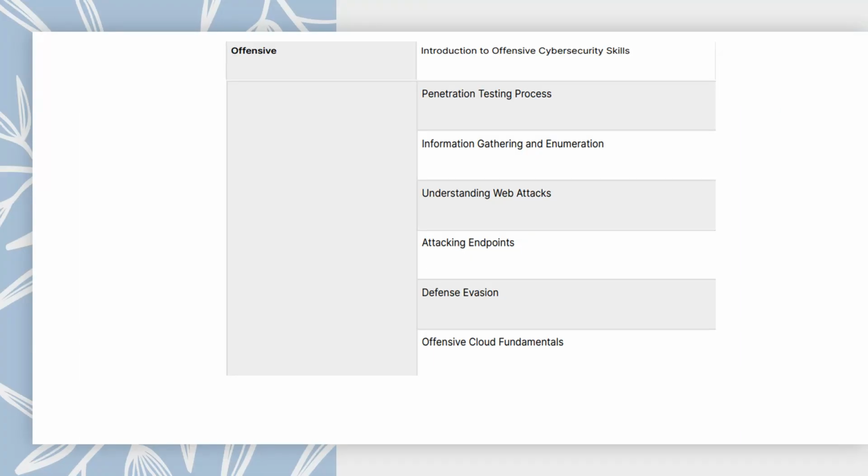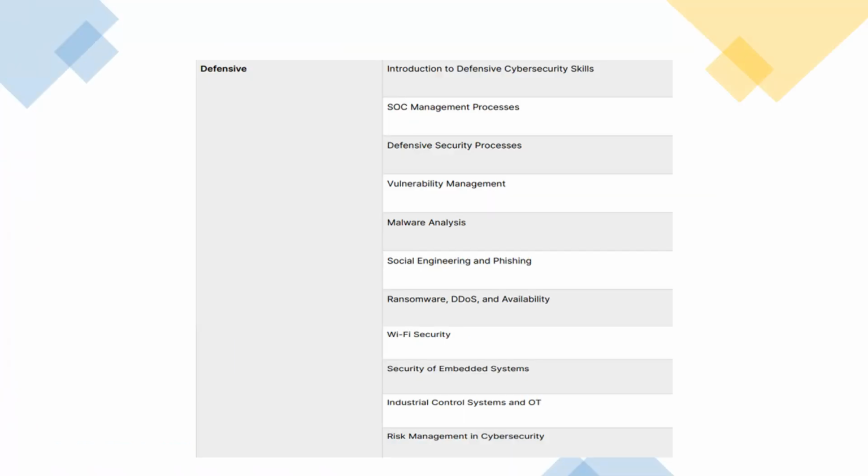In the next category, we come to offensive, which introduces offensive cybersecurity skills: the penetration testing process, information gathering and enumeration, understanding web attacks, attacking endpoints, defense evasion, and offensive cloud fundamentals.